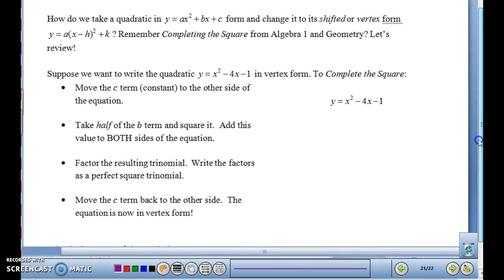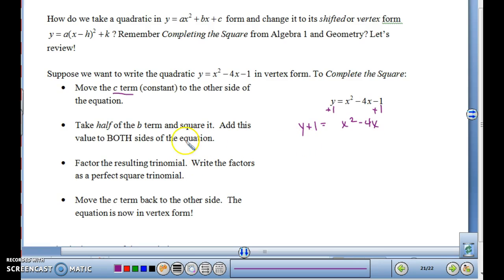So suppose we want to write the quadratic y equals x squared minus 4x minus 1 in vertex form. To complete the square, the first thing I want to do is move the c term, which is the constant term, to the other side of the equation. So I'm going to add 1 here. That gives me y plus 1 equals x squared minus 4x.